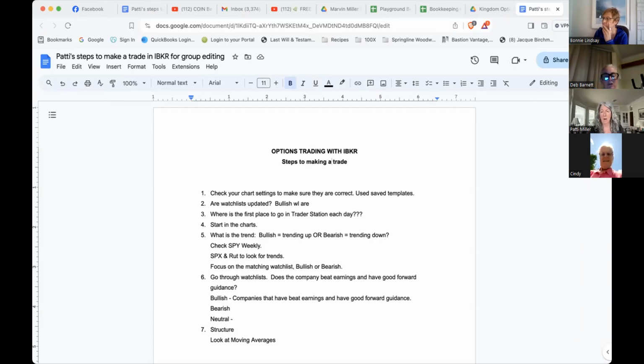So, check your chart settings to make sure they are correct. Use saved templates. I was thinking maybe eventually making a separate document for how to get set up, and I'm hoping they'll make a video of the steps of going through the application and getting your chart set up. But this is more for once we've got that established, of every day, what we can look at to go in and just make a trade.